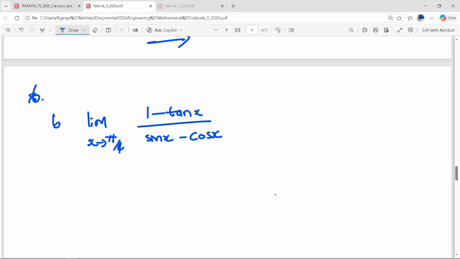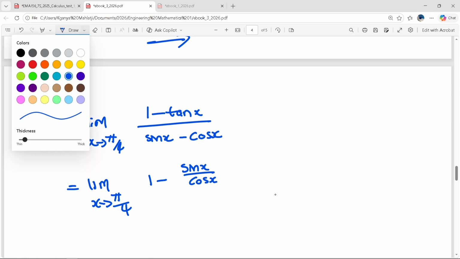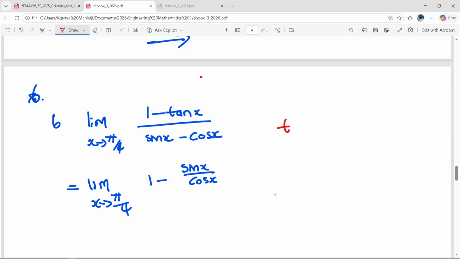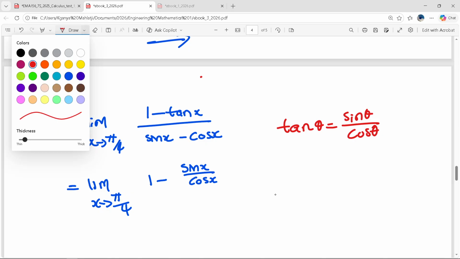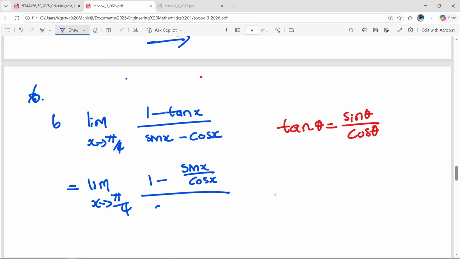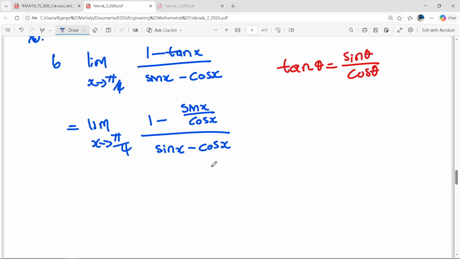Therefore you have to simplify this. Now let's begin. You have the limit as x approaches π/4 of (1 − sin x over cos x). We know the identity, right? The trigonometric function tan θ equals sin θ over cos θ. We use that one, over sin x − cos x. You just go with the flow and try to simplify it.